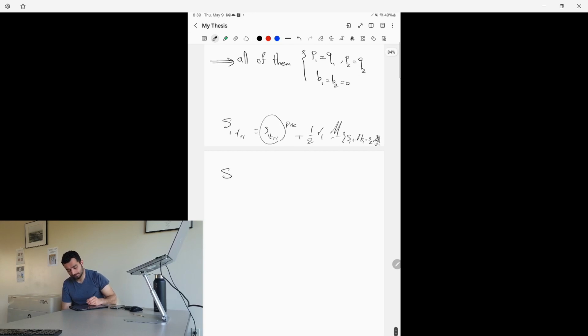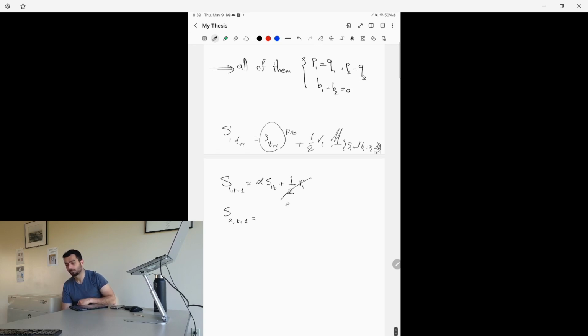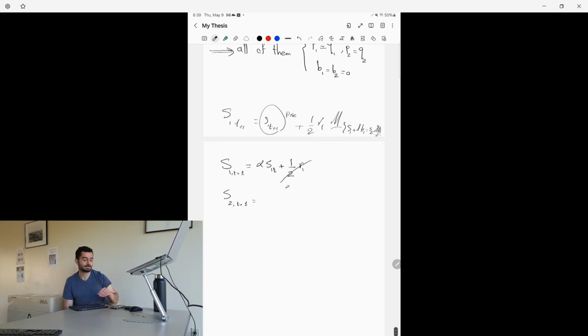Let's assume S1 at t plus 1 is alpha S1 at t plus 1/2 R1, right? And it's 2. But we know R1 is 0. I don't know. Doesn't make sense. Not a nice model.